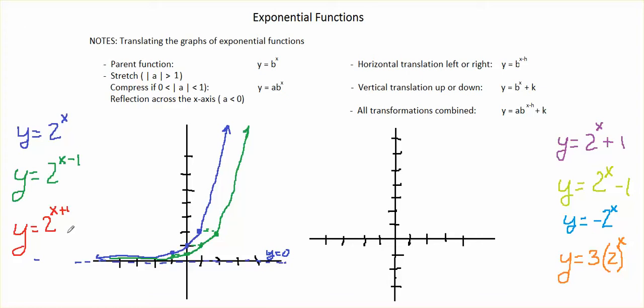All right, let's see what a plus does. We should be able to anticipate this. We know that if we subtracted a 1, it moved our graph to the right. Adding a 1 should move it to the left.